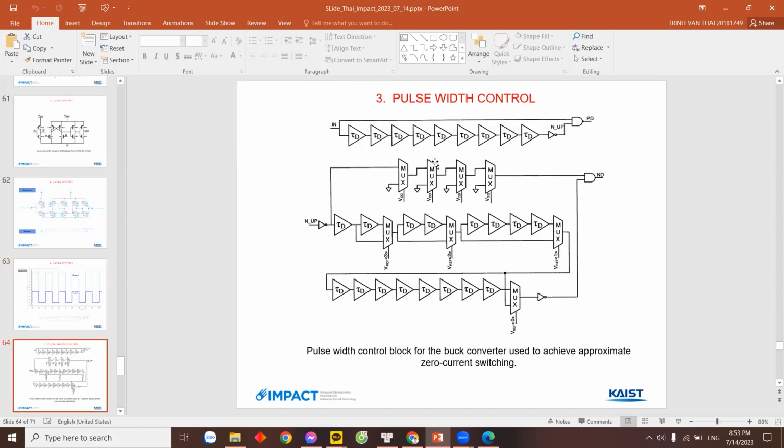And the third, the pulse width control. I have my schematic from the input. We have the PD and the NT with the delay, like the TD is equal to 90. TP is 9 TD, and the TN we can change the delay by changing the reference from 3 to 1. We can change the precision of the delay.